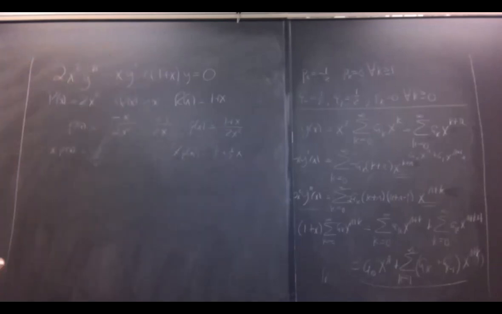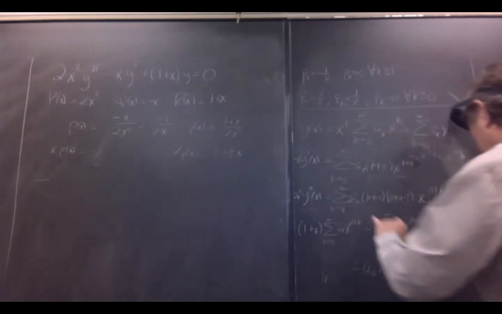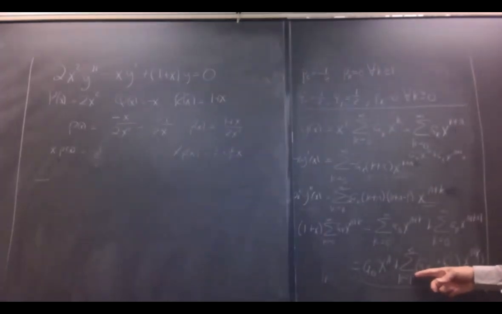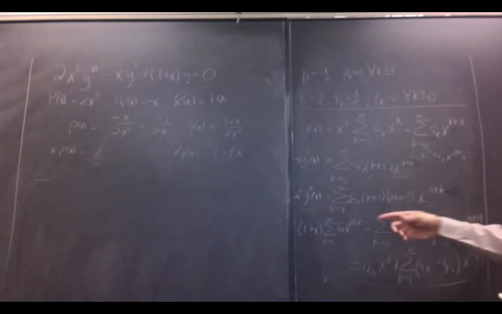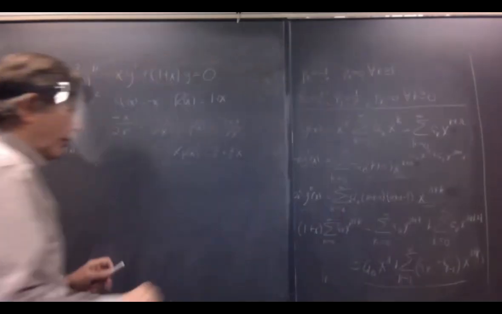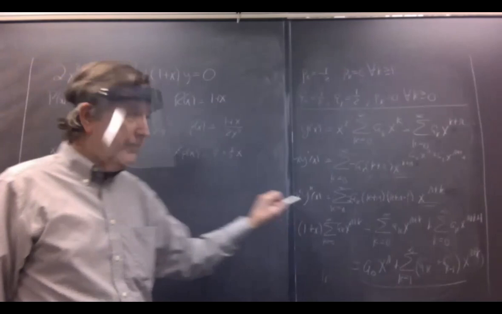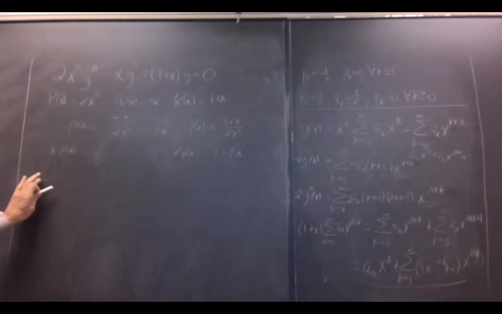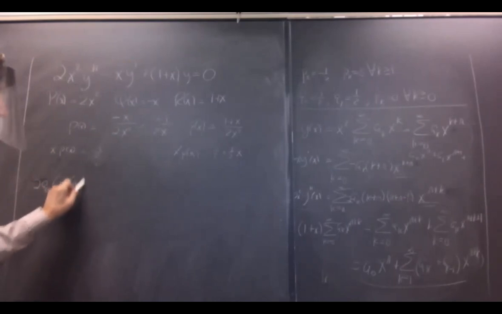Let's see what we get. And as I said, you guys need to do this yourselves, but I will get the series from 0 to infinity, 0 to infinity, and this is 1 to infinity. So I better take off the first one here. So if I do that, when k is 0 for the 2x squared y double, that's 2 times a sub 0, r and r minus 1, that is times x to the r.